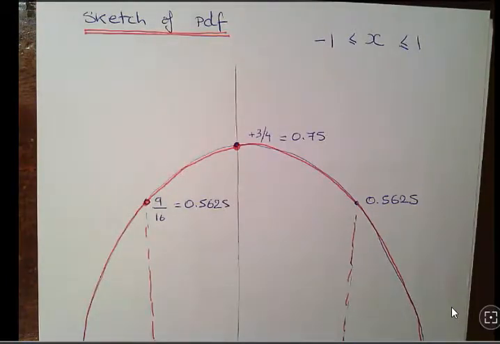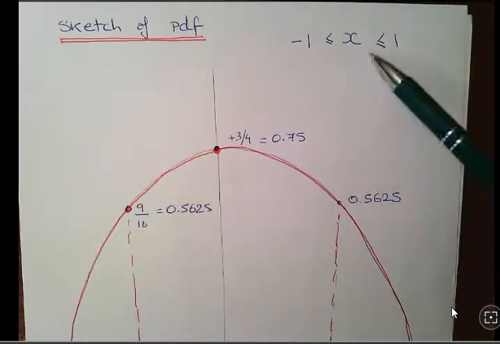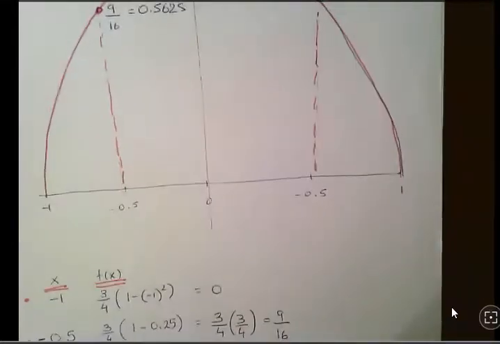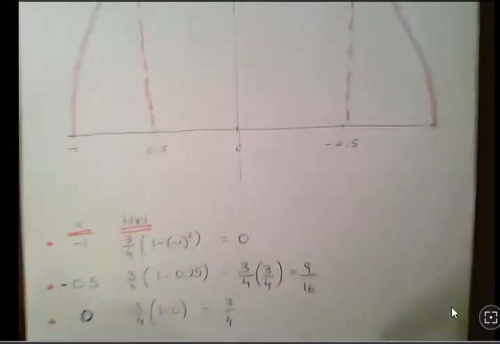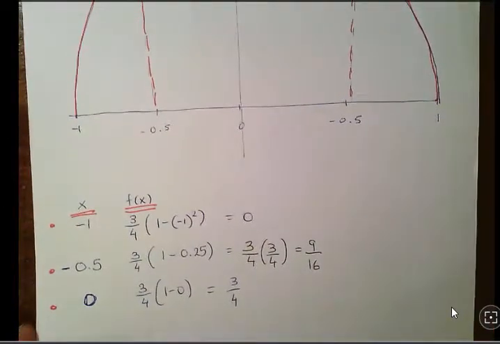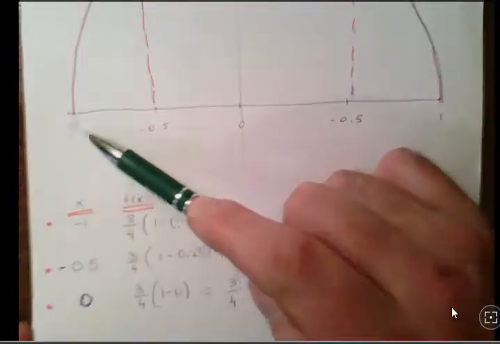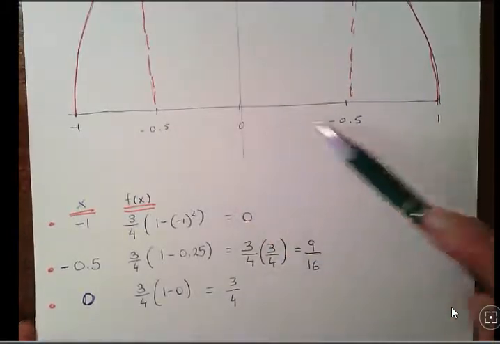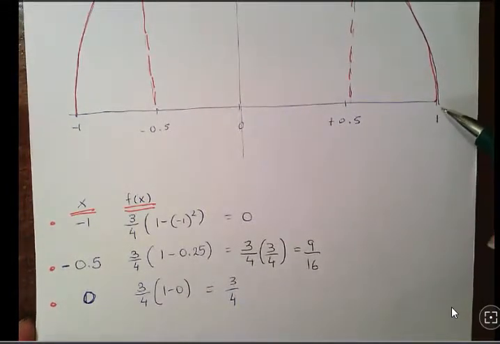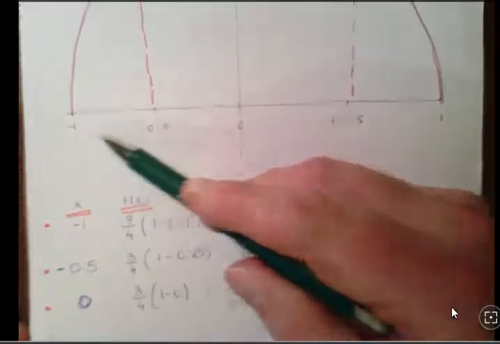Okay. So the second part is a sketch of the PDF, and it's in the interval minus 1 to 1. Essentially, all I am going to do here is pick out some values and evaluate them. Now, I know that this is going to be a quadratic. Okay, this is some sort of mathematical theory. But essentially what I'm going to do is pick out some points: minus 1, minus 0.5, 0, plus 0.5, and 1. And because it's going to be symmetric, I'm only actually going to do it for the negative side.